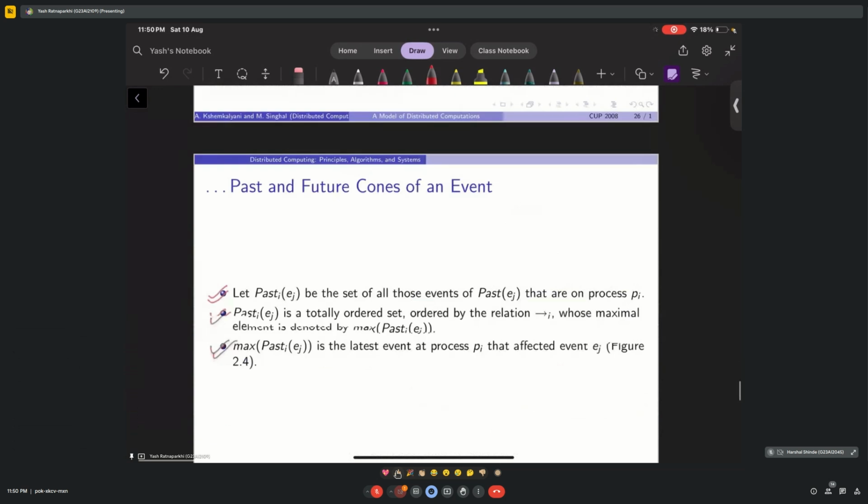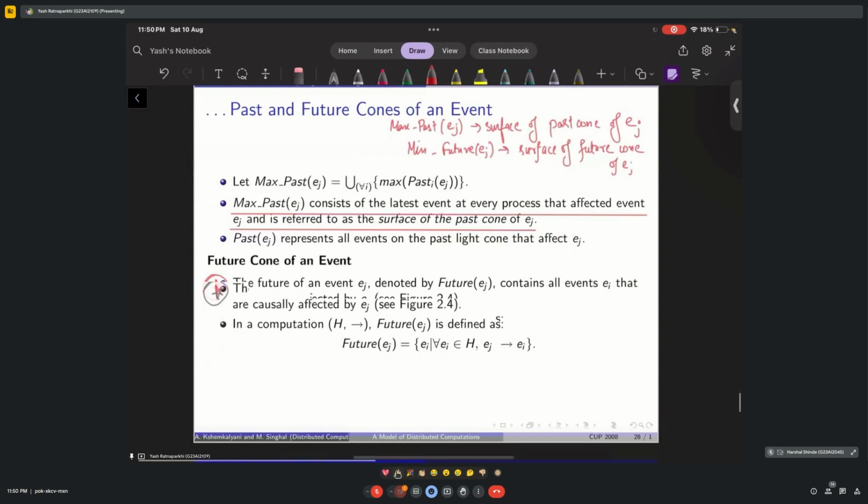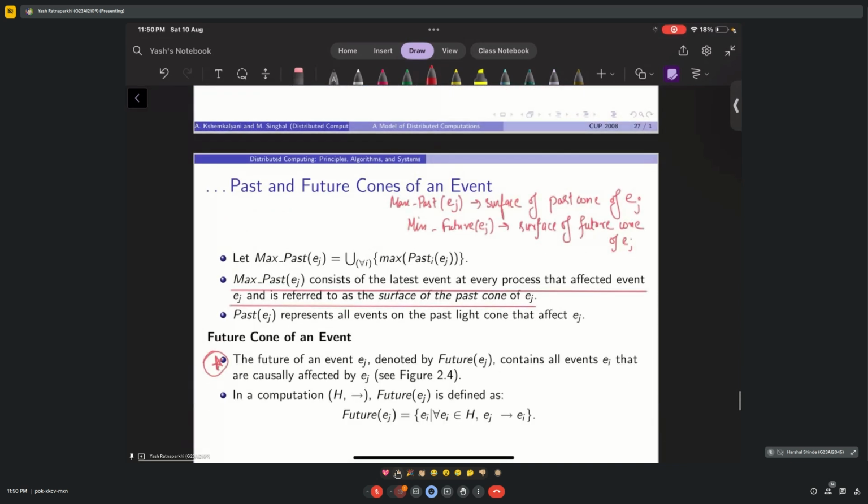This is what is being told here, that let past E be the set of this. You read it, you will get it. बहुत easy सी terminology है. Now only two things more to understand. The max past of EJ will be the union of all the maximum pasts that I made you understand there. And again, so max past क्या होगा? Max past consists of the latest event at every process that affected event EJ and is referred to as the surface of past cone of EJ. This may be asked tomorrow in MCQ if required. So इसको एक लाइन कॉल पेपर के पहले एक बार पढ़ लेना.